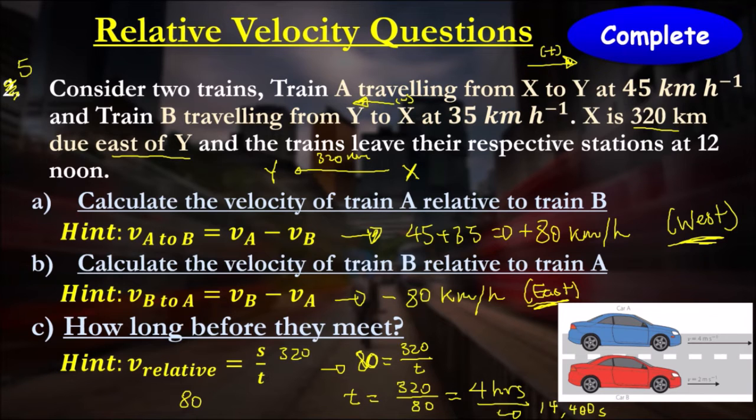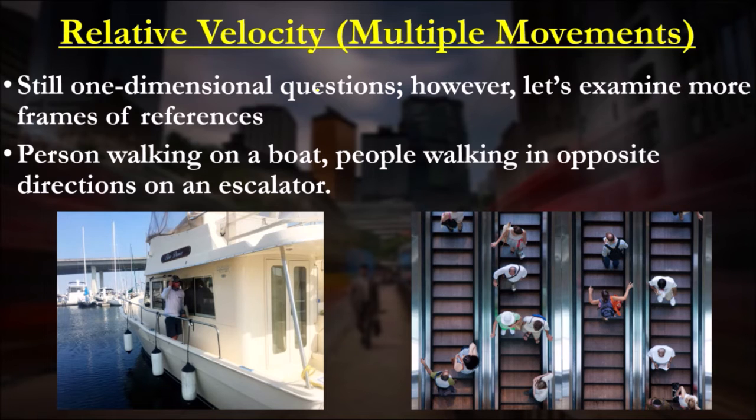All right, next set. Okay, so the next set of questions we're going to go into is still one-dimensional. However, we're going to be looking at more frames of reference, okay? So imagine if we were on a boat, right? The velocity of the boat can also be changed by the velocity of the river or of the ocean that it's traveling on. Or we can look at a person walking up and down an escalator. If they're going against or with the motion of the escalator, that can also change how fast the object's moving. So let's have a look at these other perspectives.